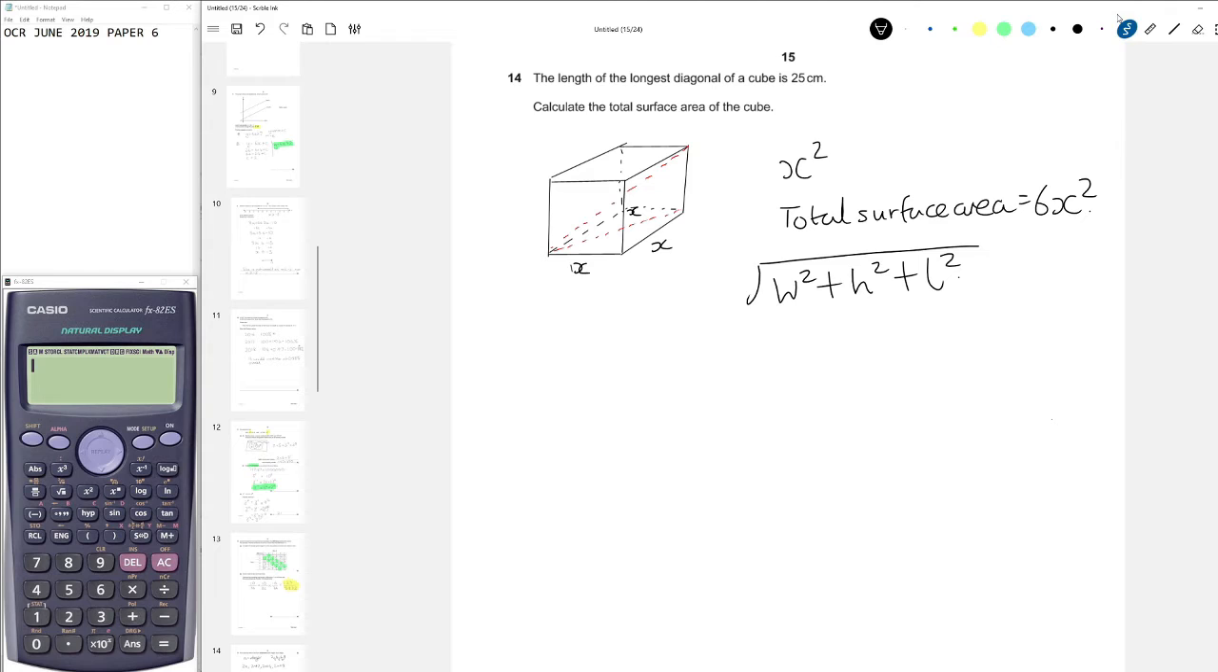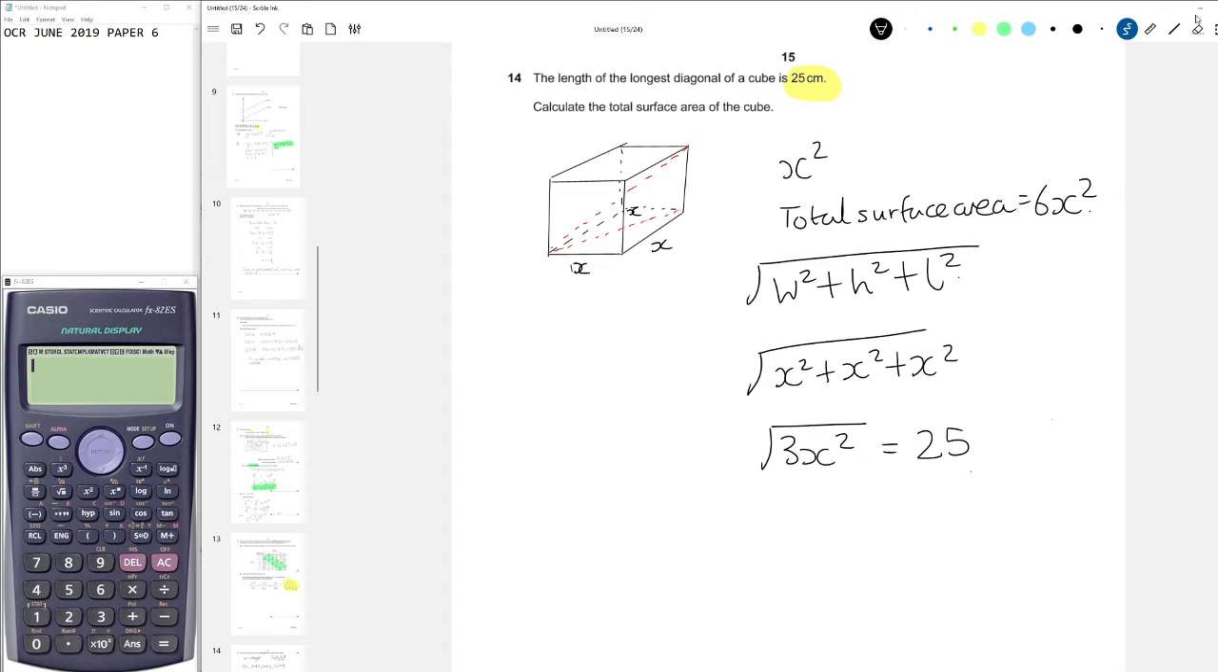So I know that the width and the height and the length are the same. So I would put x squared plus x squared plus x squared. So that would leave me with the square root of 3x squared. And now we said that the longest diagonal is 25. So that's the formula for the longest diagonal, so that should equal 25. Now I'm going to solve it then. And I need to get to 6x squared, remember.